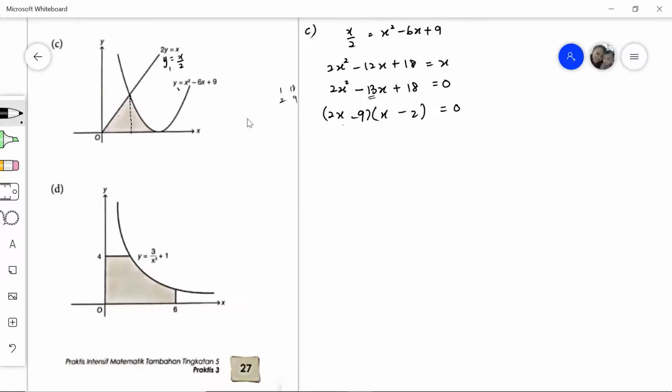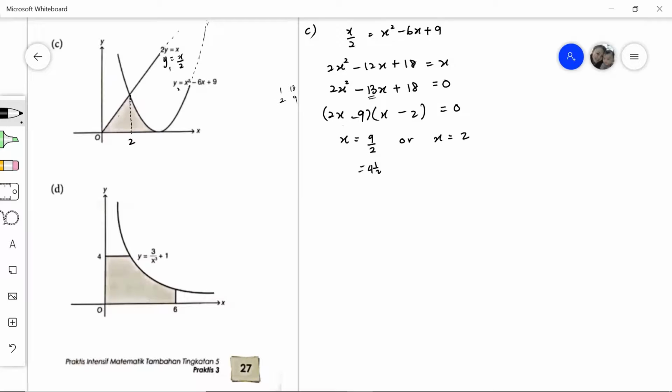So from here, we get x equals 9 over 2 or x equals 2. As you can see, if I continue the graph and the straight line, I will have two points of intersection. 9 over 2 is actually 4.5. Therefore, this one must be the first x value. So this is 2 here.